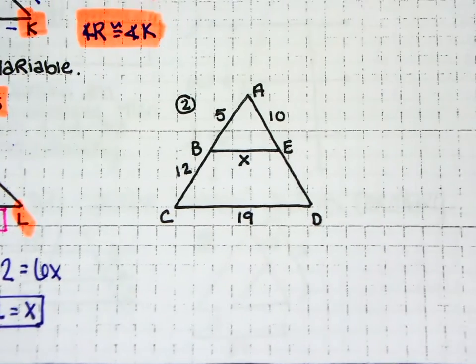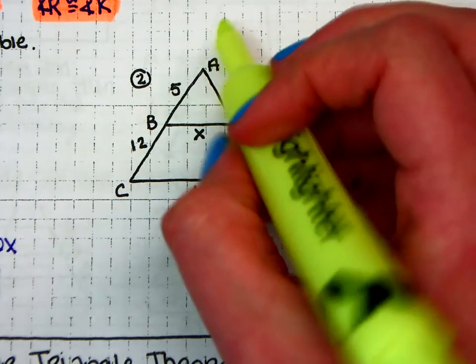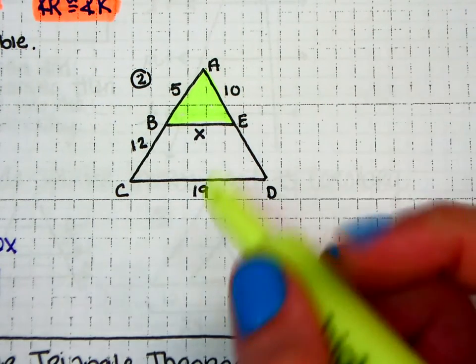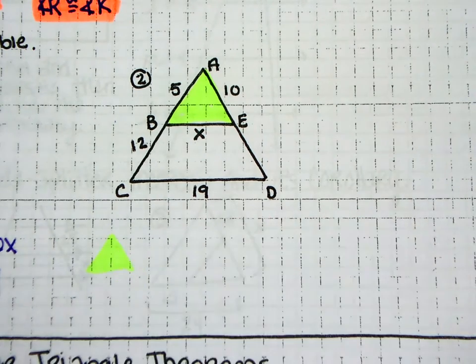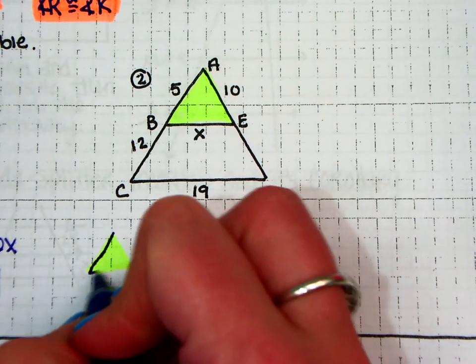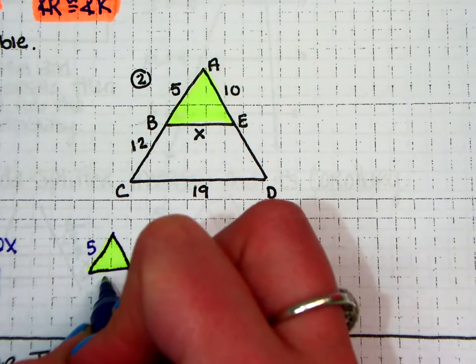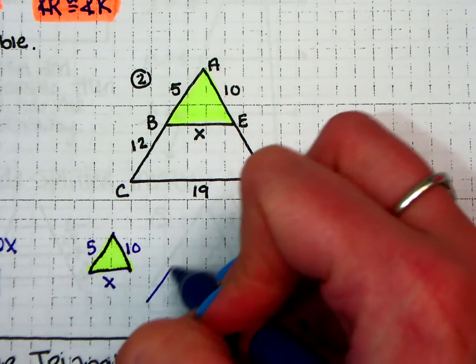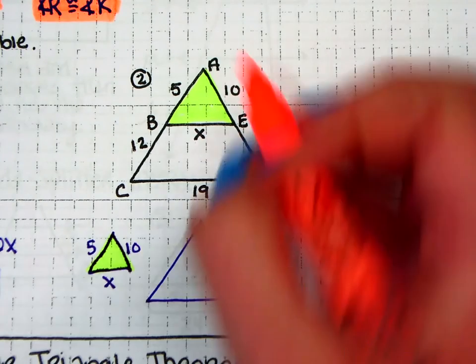Number 2 is all about overlapping triangles. This is a little bit harder. What I would recommend is paying attention to the triangles individually. So here's our first triangle. Okay, triangle ABE. So I'm going to draw, I guess I should probably trace that. So here's triangle ABE. We got 5x and 10. And I'm going to draw it the same way so we don't have to worry about angle matching. Now we've got this bigger triangle.